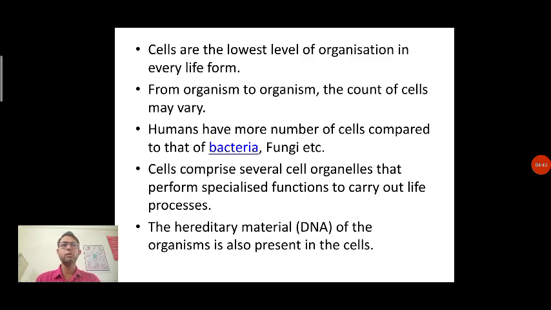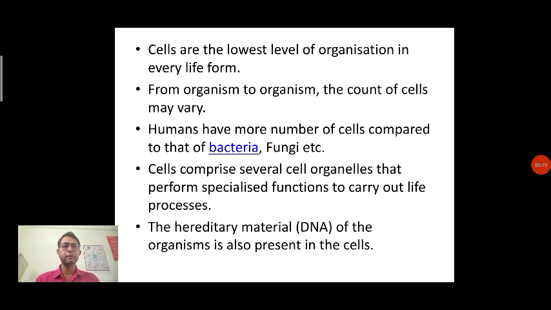Cells are the lowest level of organization in every life, and that's why they are known as the structural unit of life. From organism to organism, the count of cells may vary. It may be a single cell, or it may have more than a single cell, which we call a multicellular organism. Humans have a greater number of cells as compared to bacteria and fungi. So the simplicity of an organism is simply measured by the number of cells. The complexity of the cell leads to a complex organism.